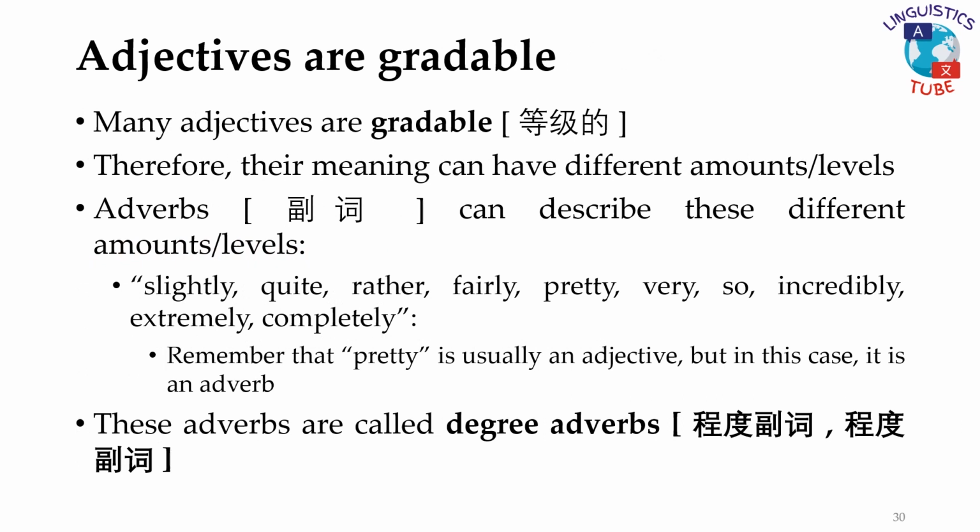We will start with gradability. Almost all adjectives are gradable. This means that we can describe the level or amount of an adjective. To do this, we use a type of adverb called a degree adverb, which we put before the adjective. Here are a few examples, which I have arranged from the smallest amount to the biggest amount. Slightly dark, quite dark, rather dark, fairly dark, pretty dark, very dark, so dark, incredibly dark, extremely dark, completely dark.